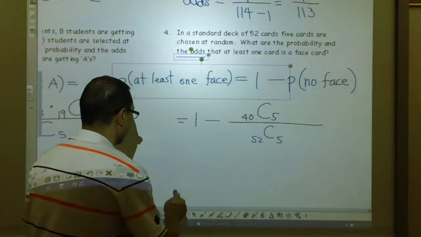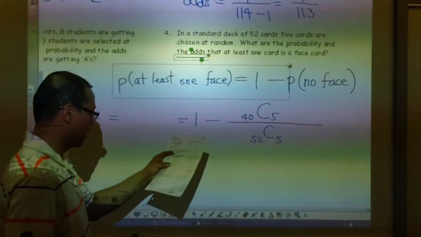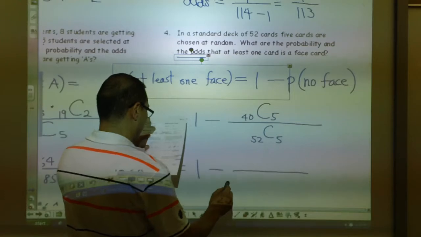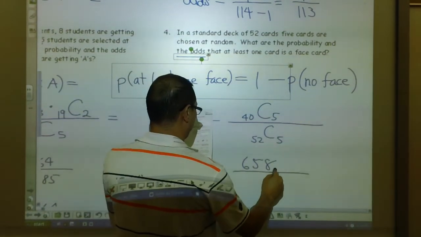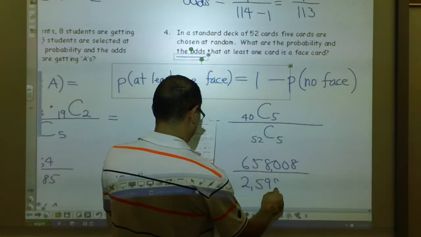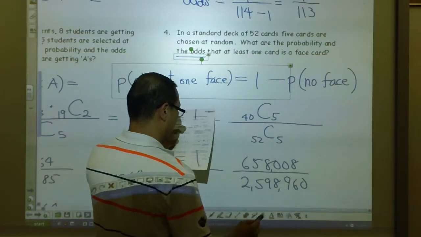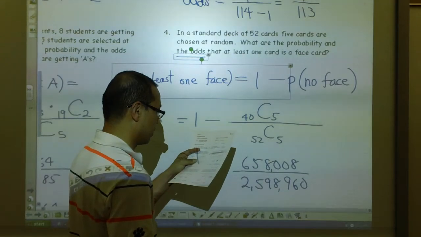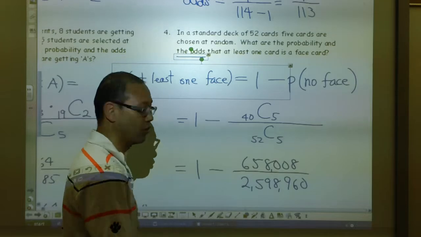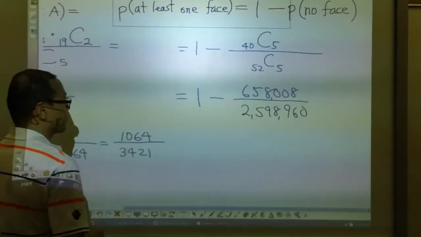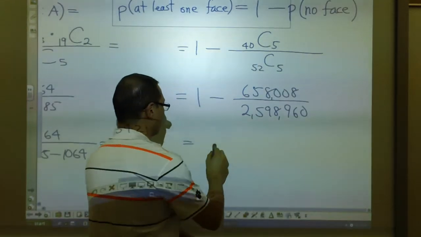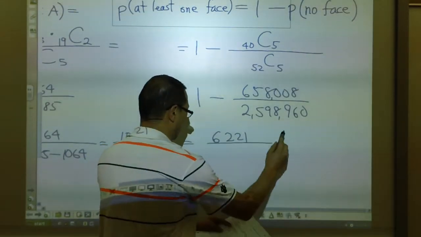Whew. Okay. If you were to do that, I end up getting, whoa, hopefully my calculations are right. My numerator was 658,008, and my denominator is the usual stuff that you have seen in other problems. I think I did not write that right. 2,598,960. I hope that's right. Okay. And if you were to do all that, 1 minus, and then do math enter, I got 6,221 out of 8,330.